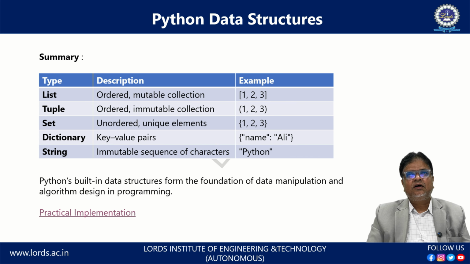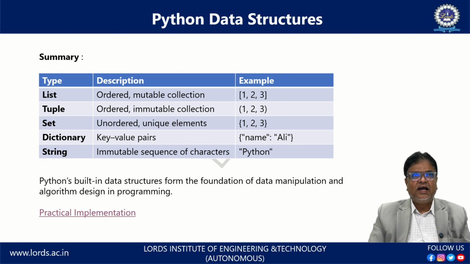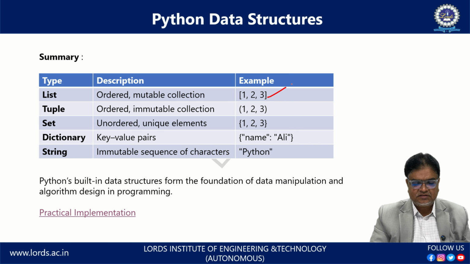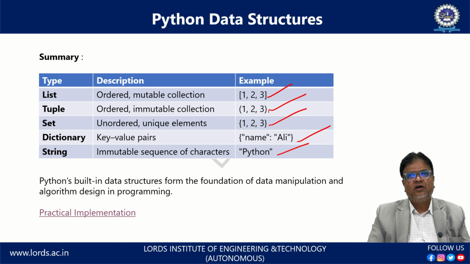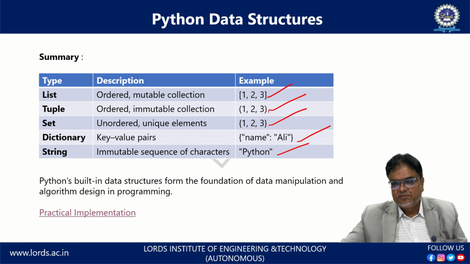The summary of the data structures is like this. We have list, tuple, set, dictionary, and string. The description: list is an ordered and mutable collection, and the example of this is like this. Then we have tuple, an ordered, immutable collection. Then set, unordered, unique elements. Then dictionary, key-value pairs. Then string, an immutable sequence of characters. Python built-in data structures form the foundation of data manipulation and algorithm design in programming.